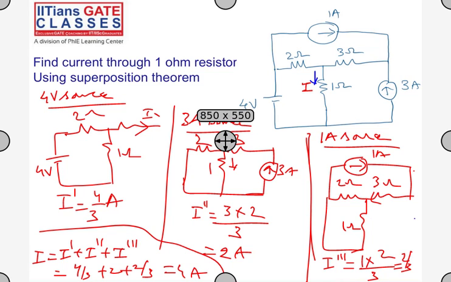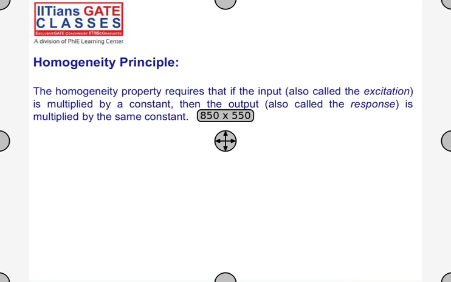Okay. Next topic is homogeneity principle. Homogeneity is the property that requires if the input is multiplied by a constant, then the output is also multiplied by the same constant. Input in the sense excitation is multiplied by the constant, then the output, which is your response, is multiplied by the same constant for a linear network. Again, this is for a linear network.